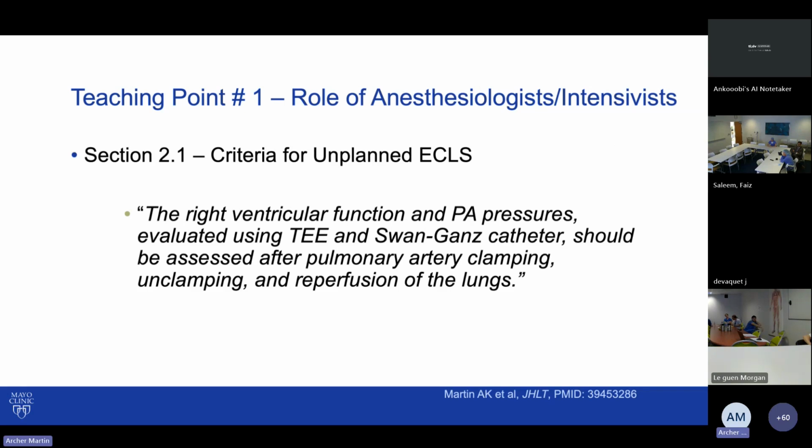Criteria for unplanned ECLS. The right ventricular function and PA pressures, evaluated using TEE and Swan-Ganz, should be assessed after PA clamping, unclamping, and reperfusion of the lungs. This also points to our role as anesthesiologists. As time goes on during the case, we need to have constant assessment of a diverse set of monitors.